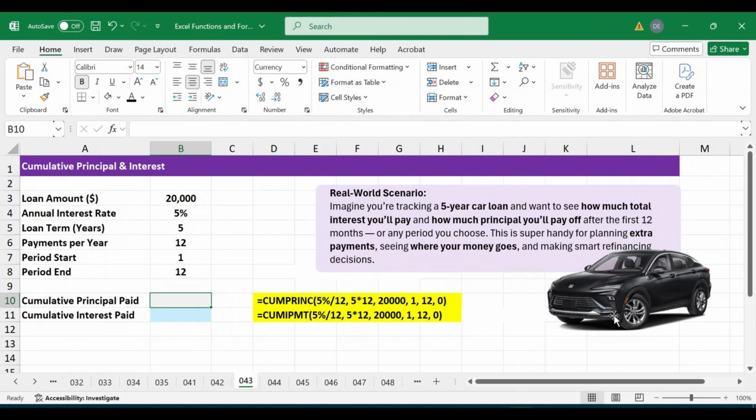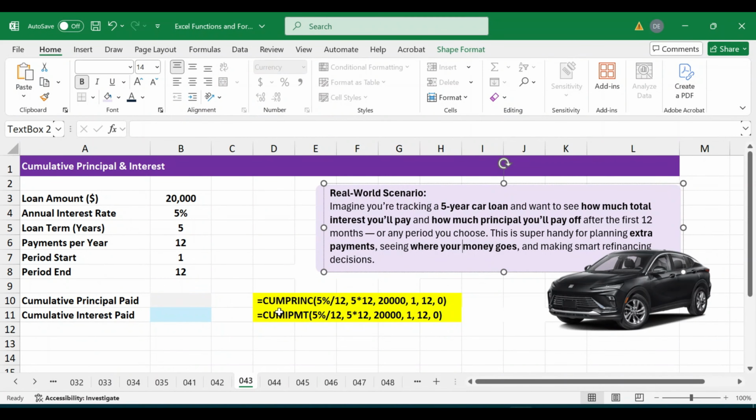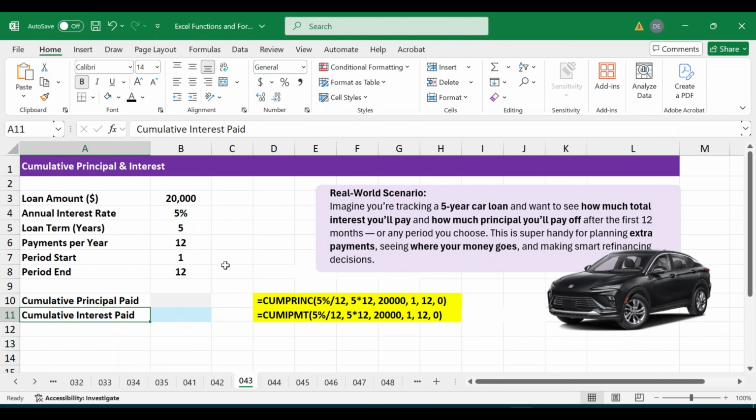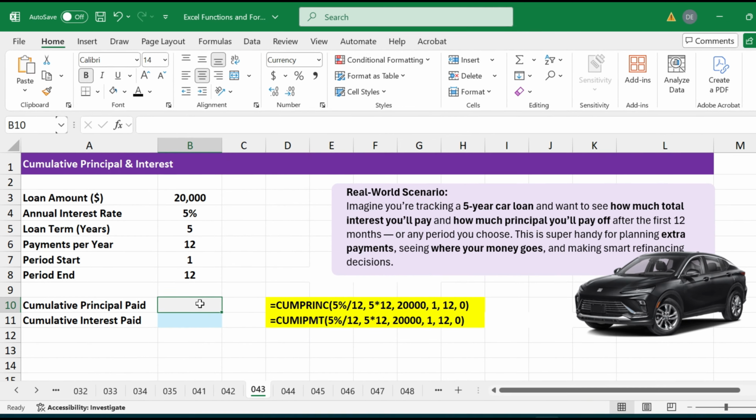Ever wondered how much interest you really pay on a loan? And how much principal you've paid off so far? Let's break it down in Excel with the CUMPRINC and CUMIPMT functions. In this example, I have a $20,000 car loan at 5% annual interest, paid monthly for 5 years.